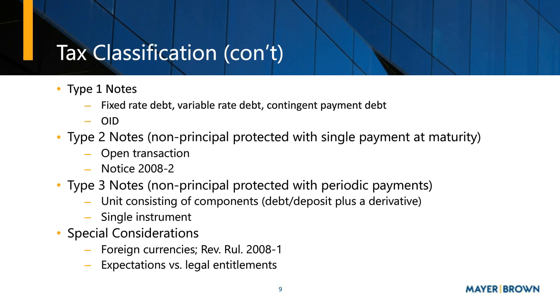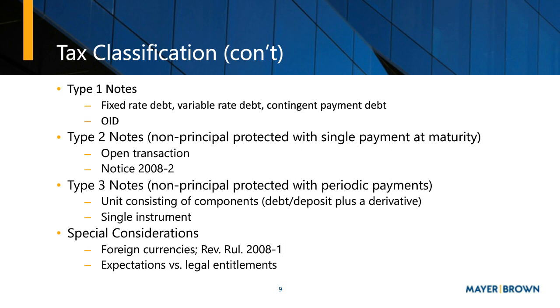Then Type 3 notes, so those are the notes that are not principal protected and do have a periodic coupon. So the question is, how do we treat those instruments? There are no tax rules. There's nothing that tells us what it is for tax and what set of rules we should be applying to it. And the market treats them differently depending on the issuer, depending on some of the terms, maybe depending on what investors want.